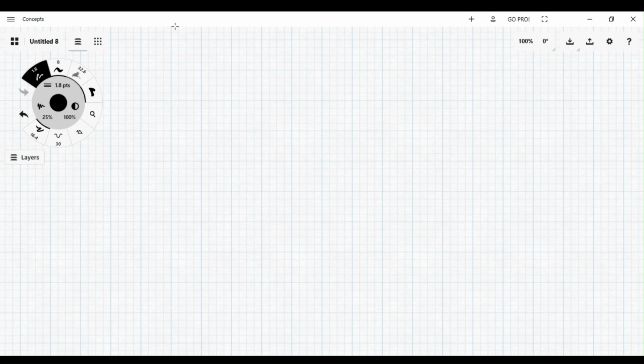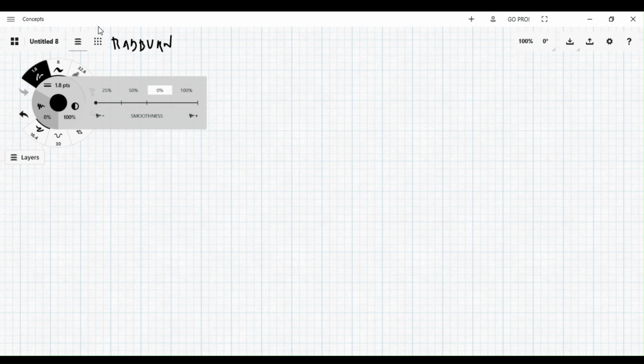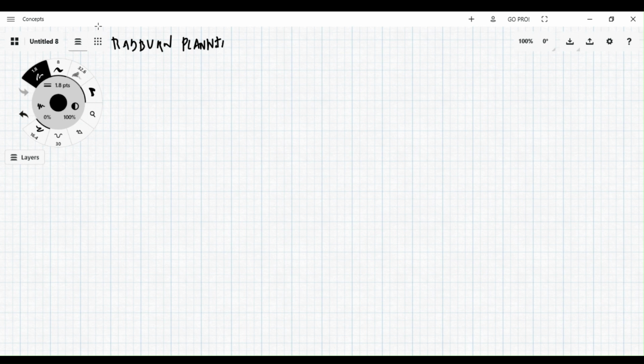So today let's understand the Radburn concept. So basically, what is the Radburn concept? It's also a planning concept, the Radburn planning concept. So when it comes to the neighborhood concept, the Radburn planning concept is also one of the things.